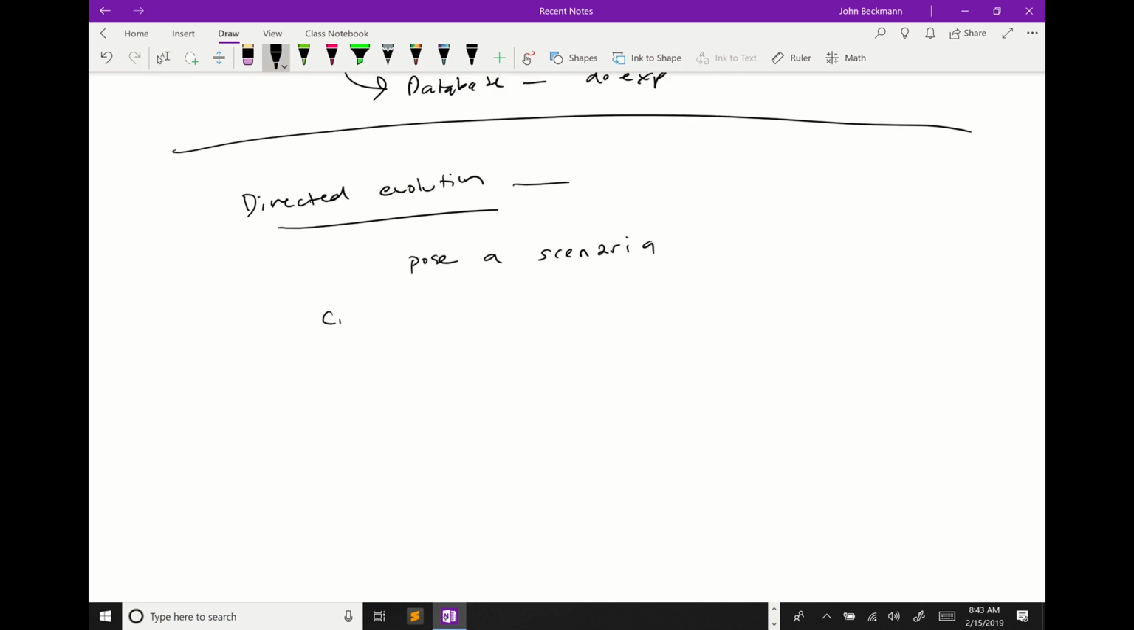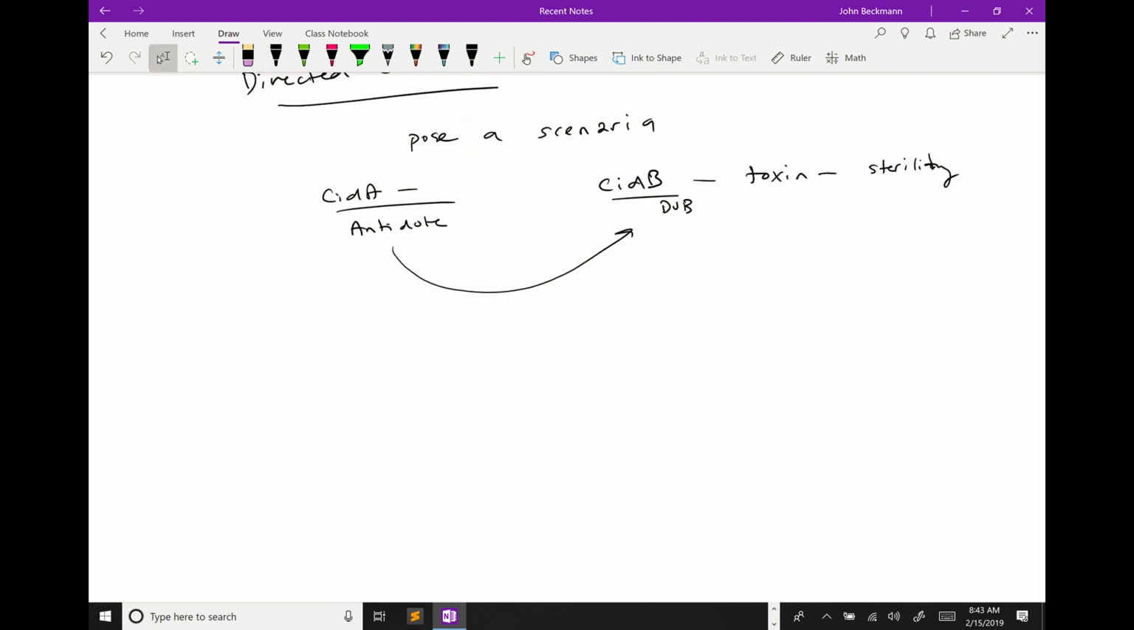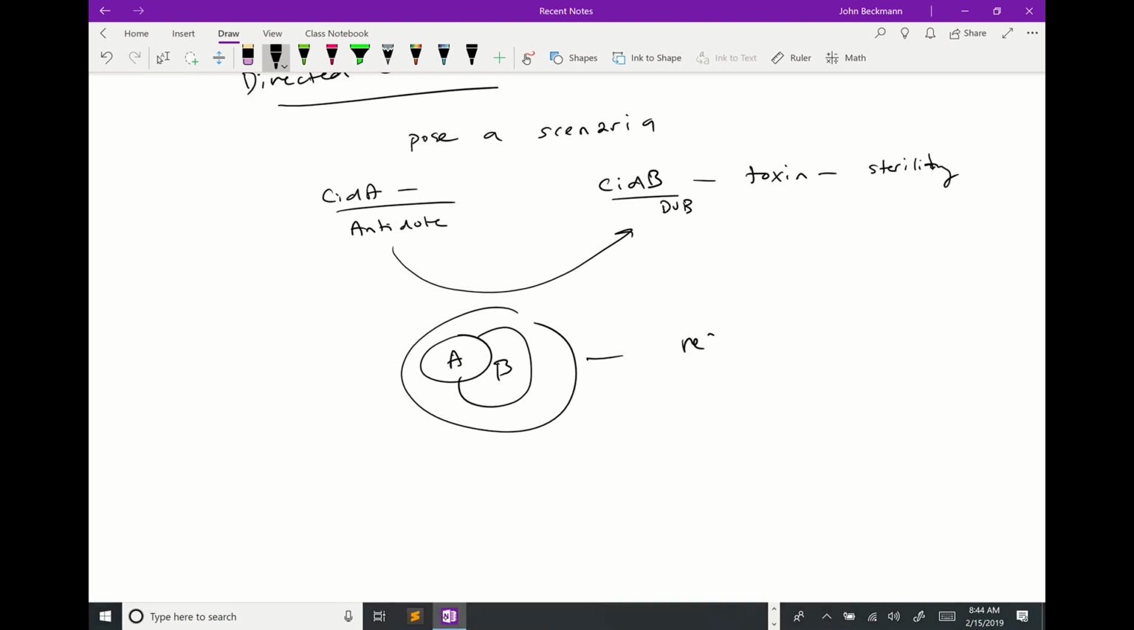I study 2 proteins, SID-A and SID-B. SID-B is that deubiquitinating toxin that causes sterility. That's the one that has the DUB. Then there's SID-A, which is an antidote. So it's a toxin-antidote system, and this antidote can rescue that DUB activity. These things bind each other. SID-A makes a protein A, which binds to a protein B. And somehow this binding interaction is important for rescuing the sterility.